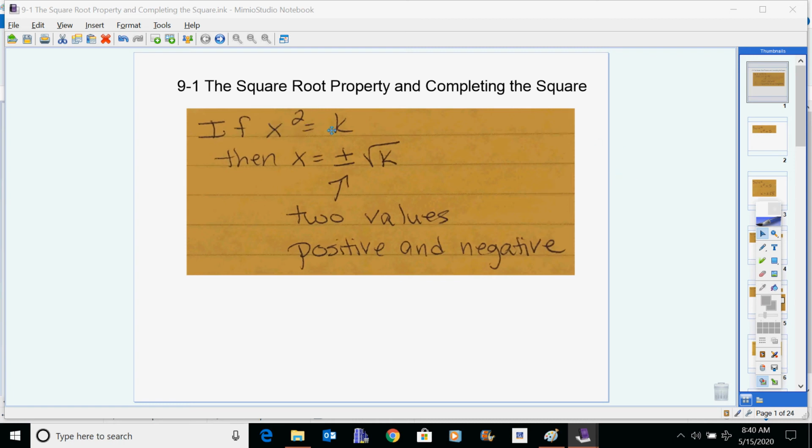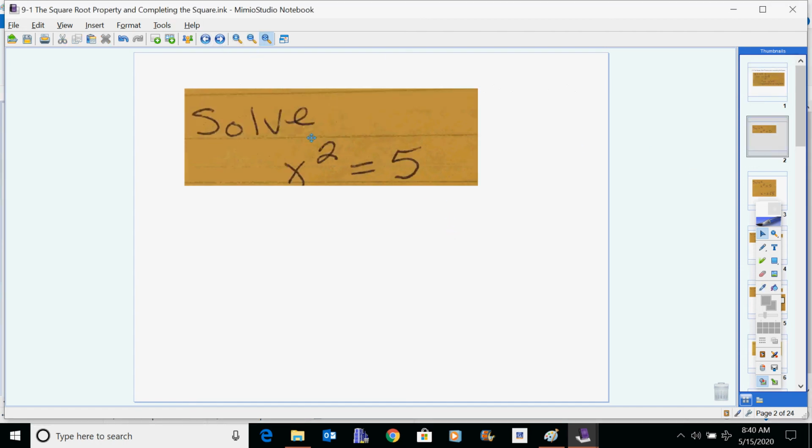Okay, so I have x squared equals k means that you take the plus or minus of the square root of that value. So for example, if you had x squared equaled 25, x would either be 5 or negative 5, because both of those values would give you your positive 25 as an answer. Okay, and here is that exact example. No, not exact. This one is x squared equals 5. I fooled myself instead of 25.